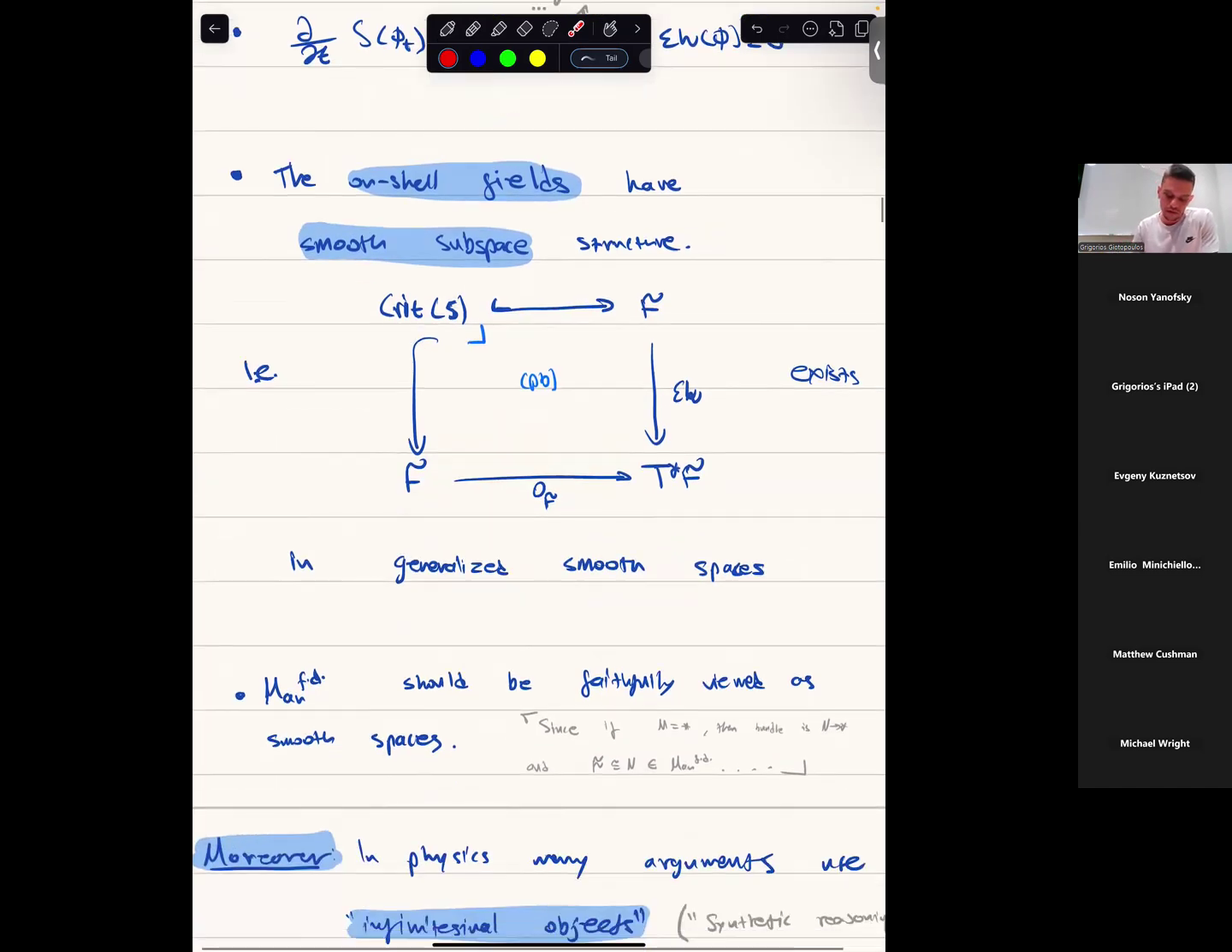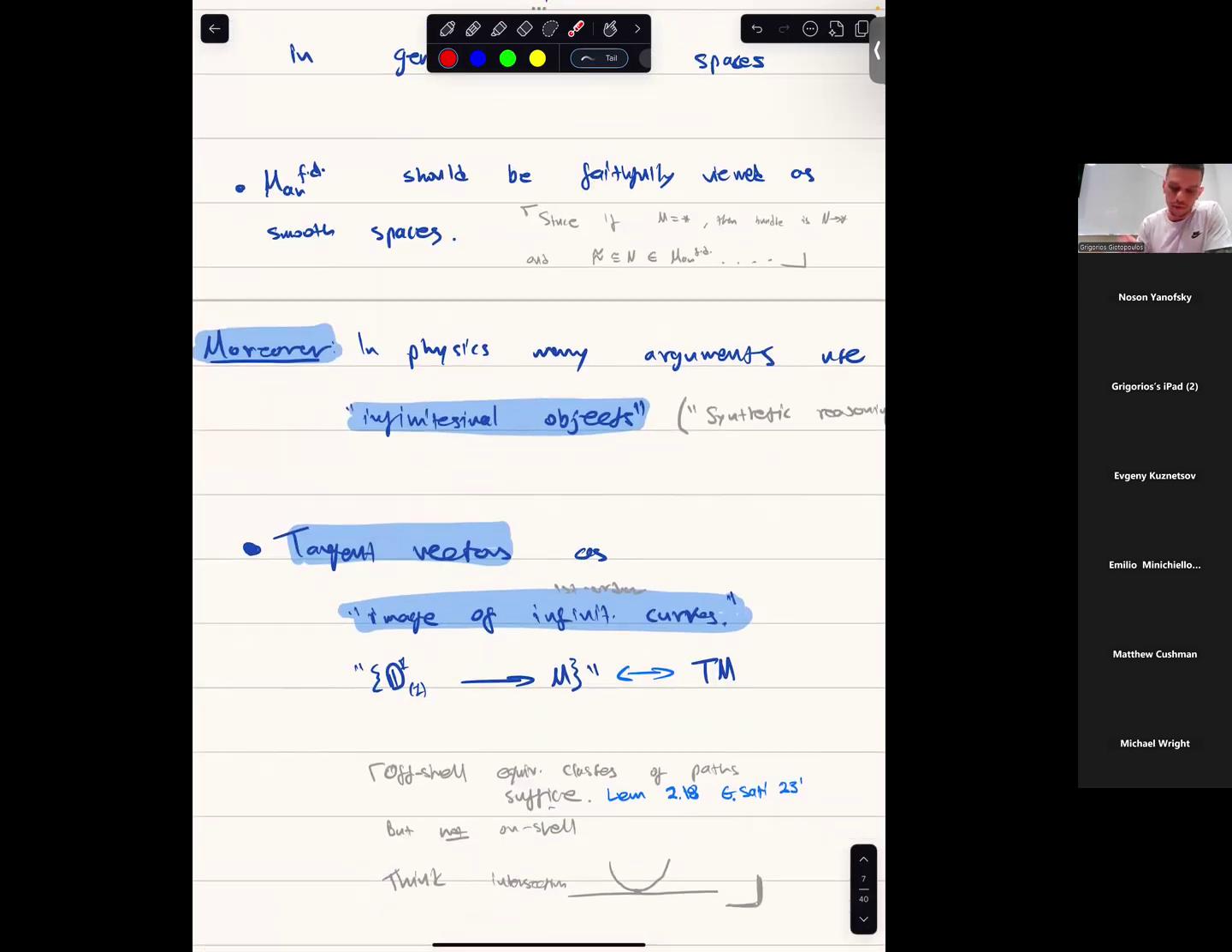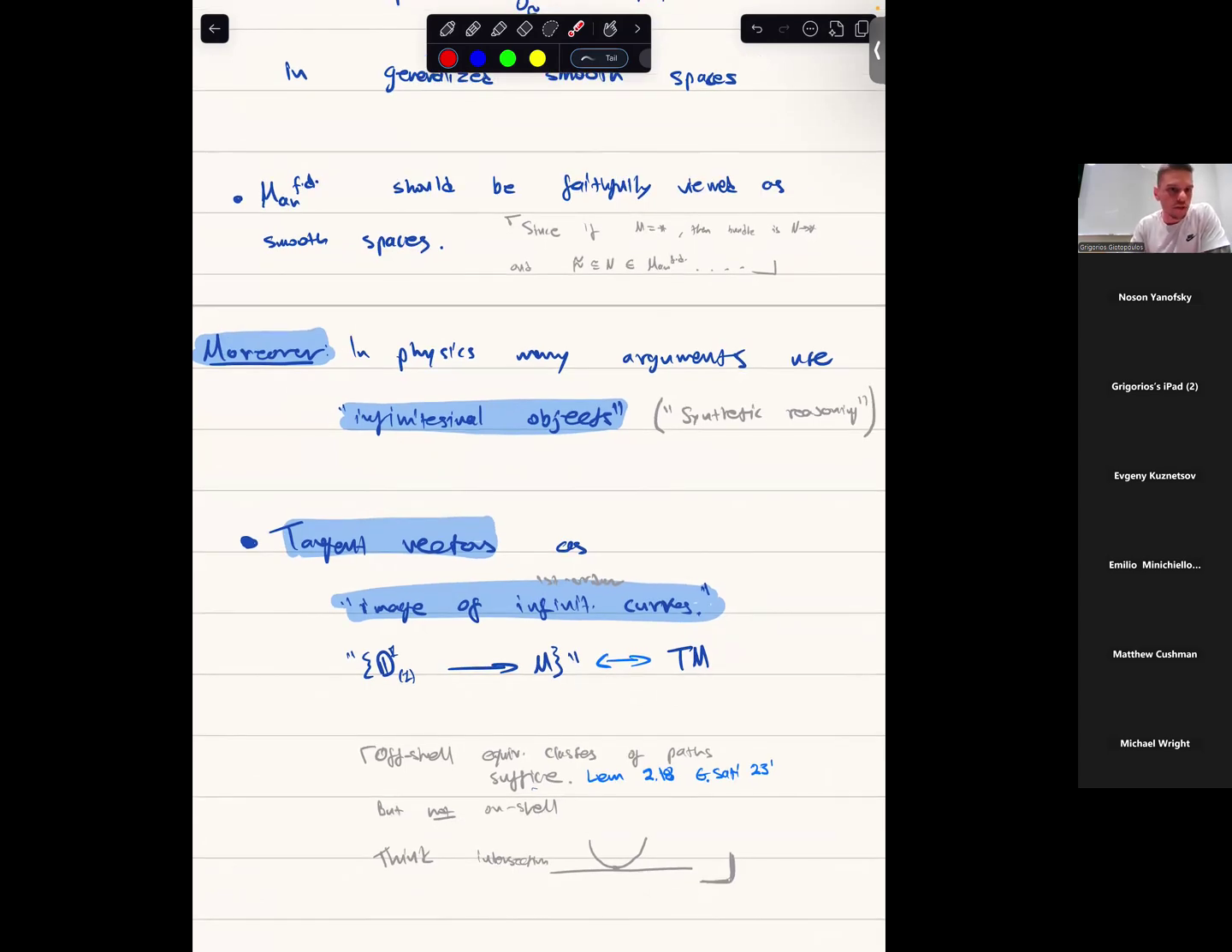But it turns out that in physics, I'll gloss over some arguments, there are arguments that use infinitesimal objects that are not the real line, but in some sense an infinitesimal line of some order and so on, by truncating Taylor expansions or doing perturbation theory up to some order. You sort of use infinitesimal objects heuristically, but without saying what you're talking about. This is the so-called synthetic reasoning.